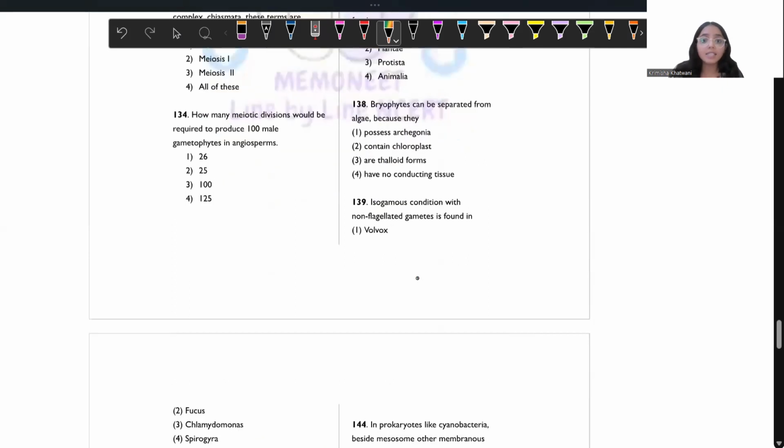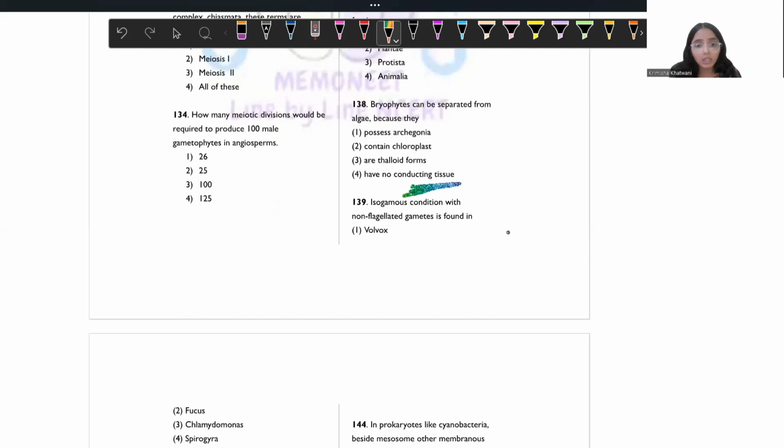138. Bryophytes can be separated from algae because they have no conducting tissue. Bryophytes are green photosynthetic plants with haploid forms like Marchantia. They do not have a true root, stem, or leaf. They have root, stem, and leaf-like structures, but they do not have conducting tissue. That is why they can be separated from algae.